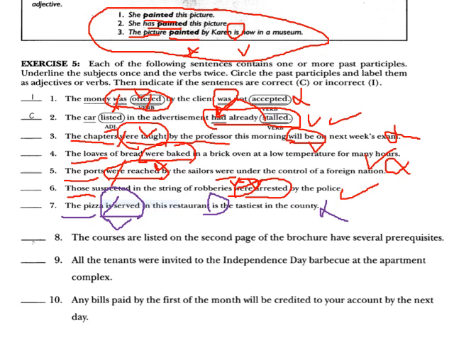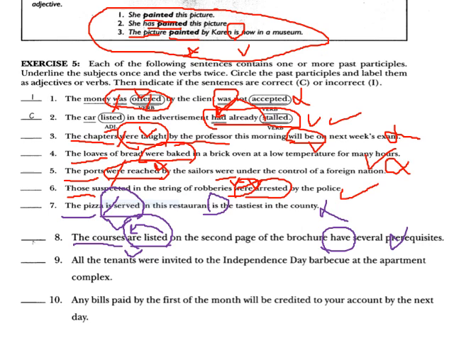Now let's go to number 8. The courses are listed in the second page of the brochure have several prerequisites. Okay, the courses is the subject. Listed is a past participle that comes with the verb to be, which is are. So in this case, listed is the past participle part of the verb, and are is the verb. So when I complete the sentence there should be no other verb, but when we completed the sentence another verb came out, which is have.